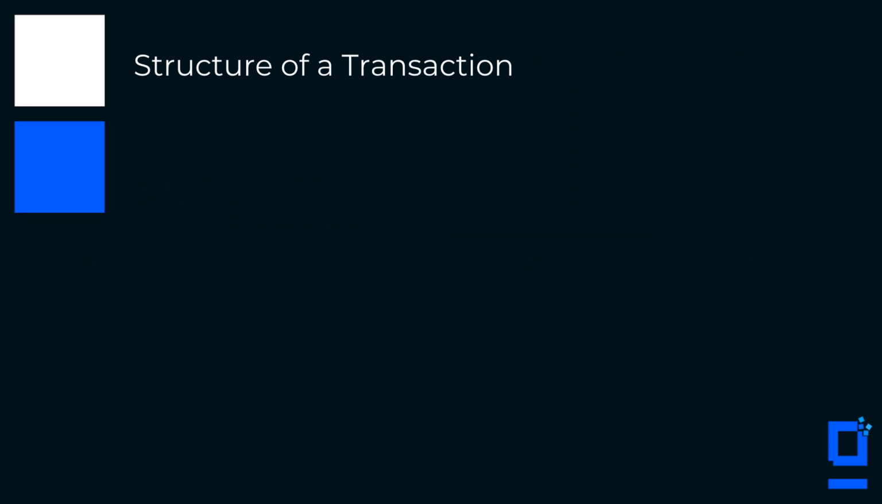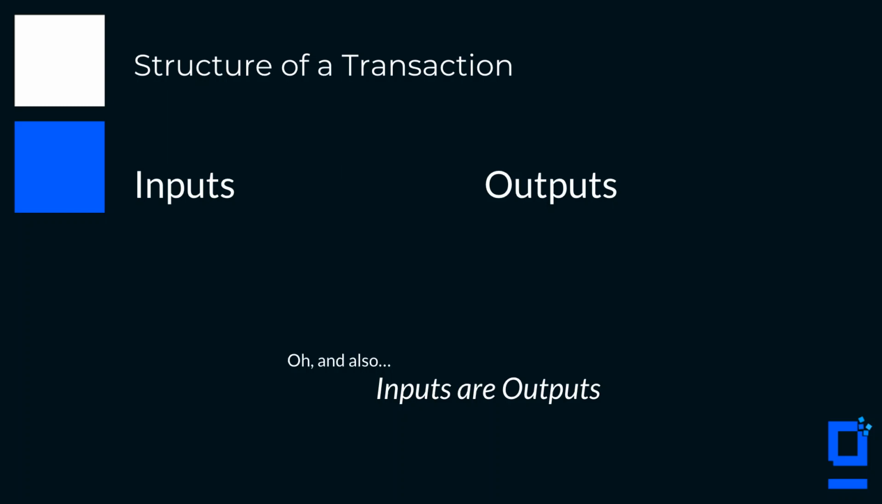So there's really two components we care about: inputs and outputs. Oh, and by the way, inputs are outputs. If that's really confusing, let me just explain it really quick. So we're assuming we have this history of transactions that we can look back on.